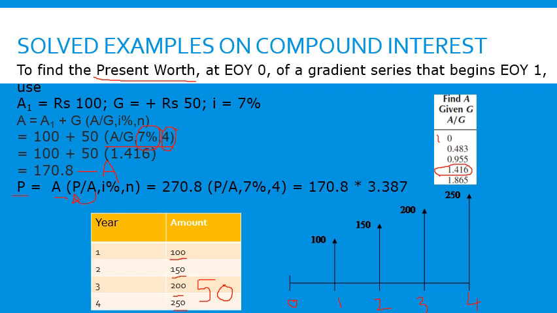Again you have to refer to the discrete factor tables, wherein you will get P by A comma 7 comma 4. Under P by A comma 7 comma 4, the value is indicated as 3.387. Substitute that here, and you will get the value as 578.5. This is how we calculate the present worth of a gradient series of money flows.